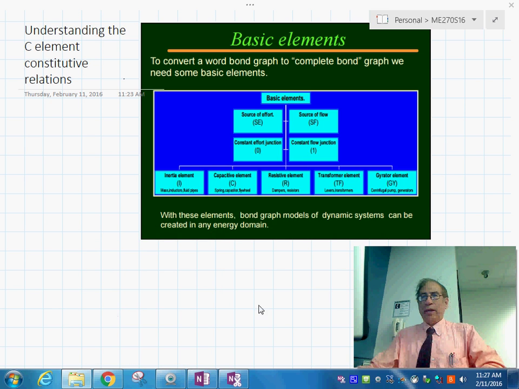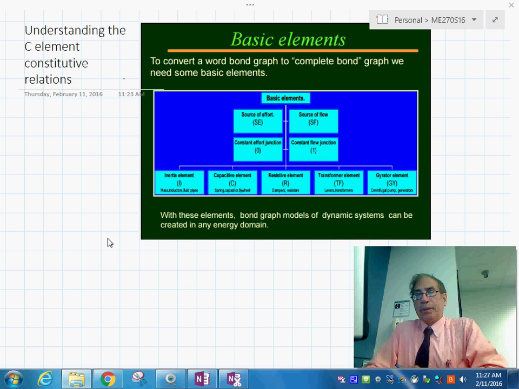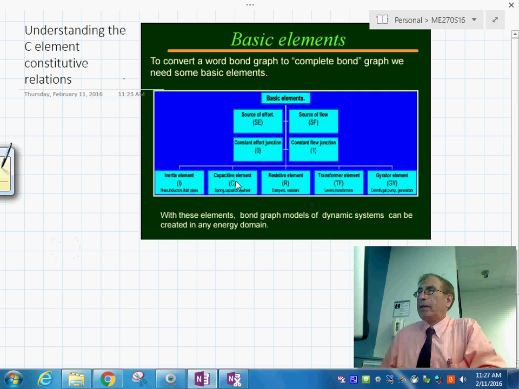We are going to take a look now at the constitutive relationships of the C element and how it relates in terms of the different energy domains, the representation in block diagram, the representation in bond graph model. So we are focusing now on this element right here.